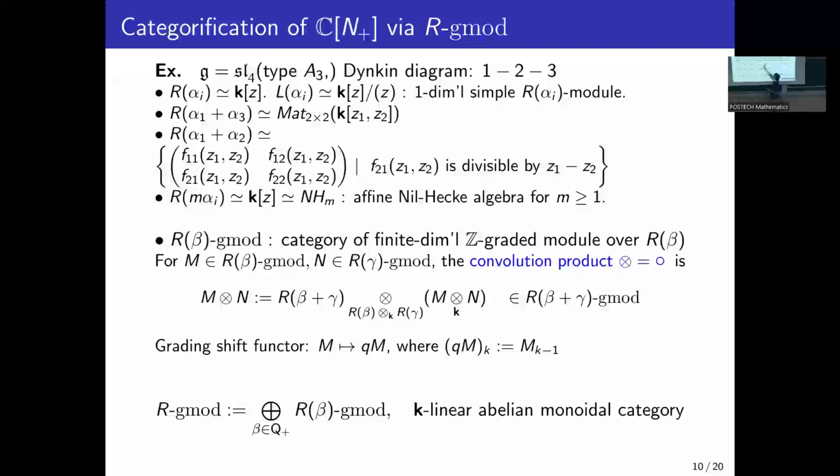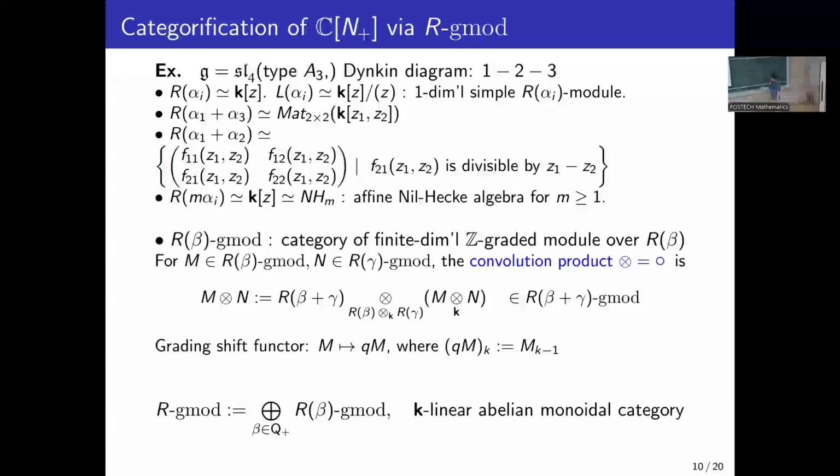Then you can consider the convolution product. Let me denote the convolution with the tensor symbol here. Then the convolution product is given by the induction of the outer tensor product of the two modules over the bigger algebra, R beta plus gamma, because this tensor product is embedded in this larger algebra R beta plus gamma.